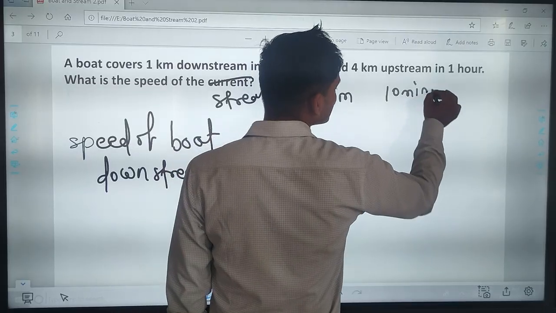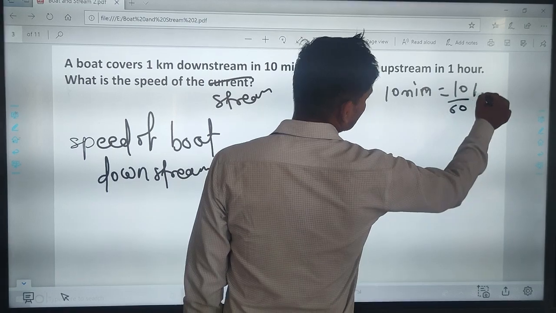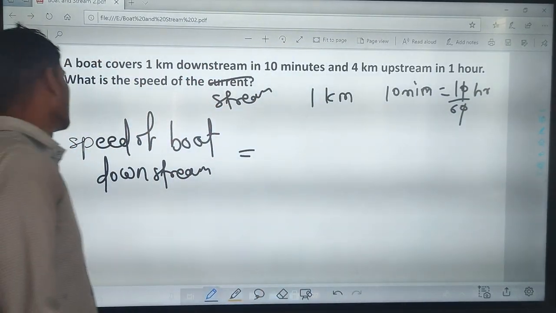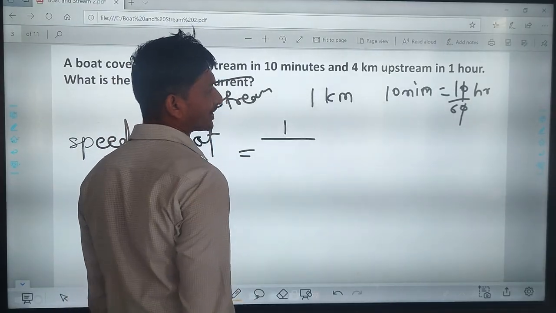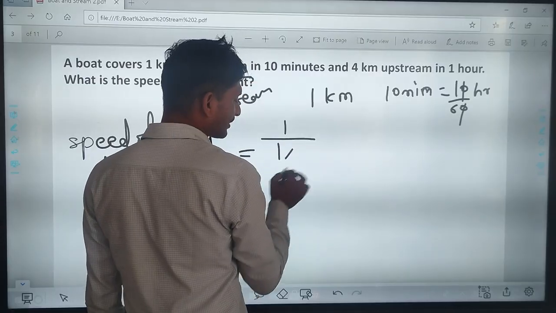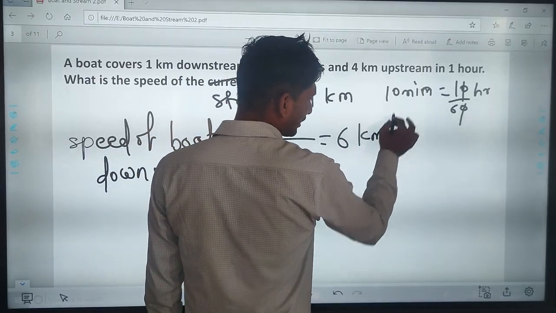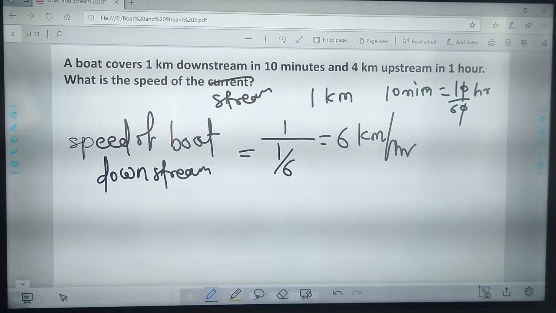10 minutes means 10 by 60 hours, that is 1 by 6 hour. Then downstream speed is total distance 1 divided by total time 1 by 6, which is 6 kilometer per hour. Your downstream speed is 6 kilometer per hour.